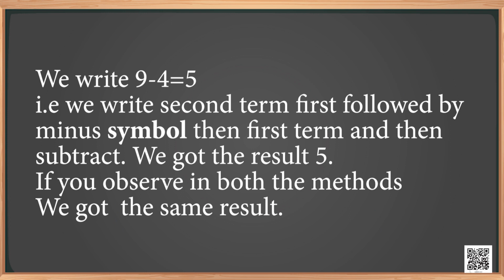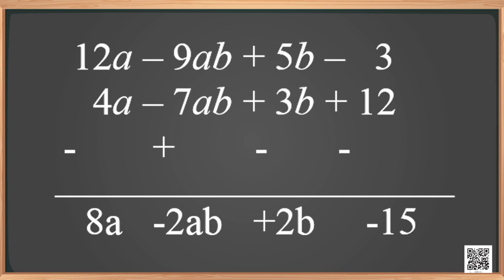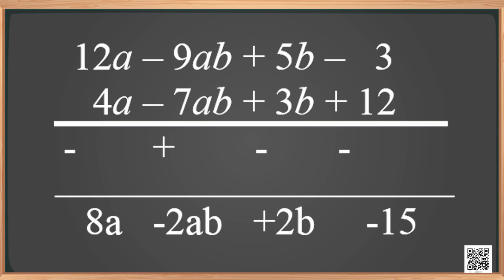We now see one more problem. Subtract 4a minus 7ab plus 3b plus 12 from 12a minus 9ab plus 5b minus 3. We first solve this problem by using the first method. As we discussed in the above problem, observe how we do the subtraction. We write the second expression on the top and write the first expression under that. While doing so, we write like terms one below the other and subtract as shown.